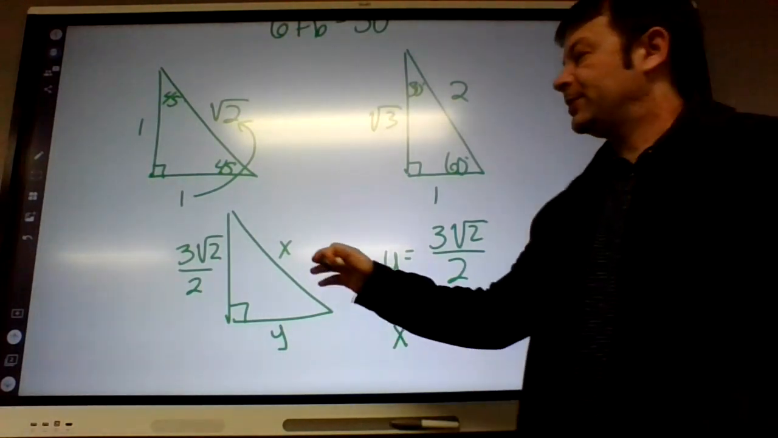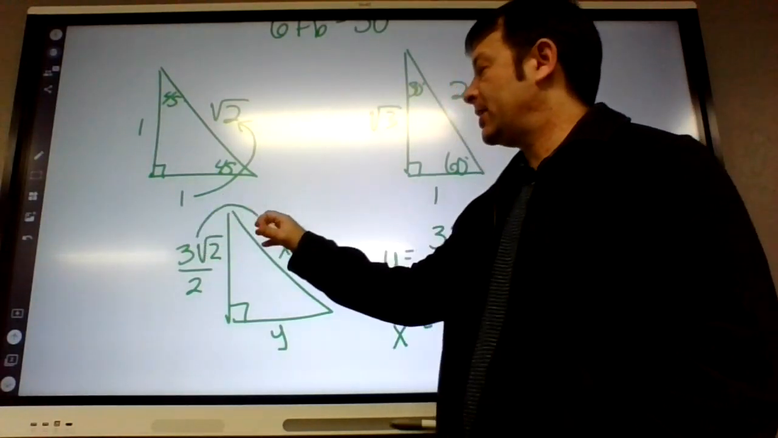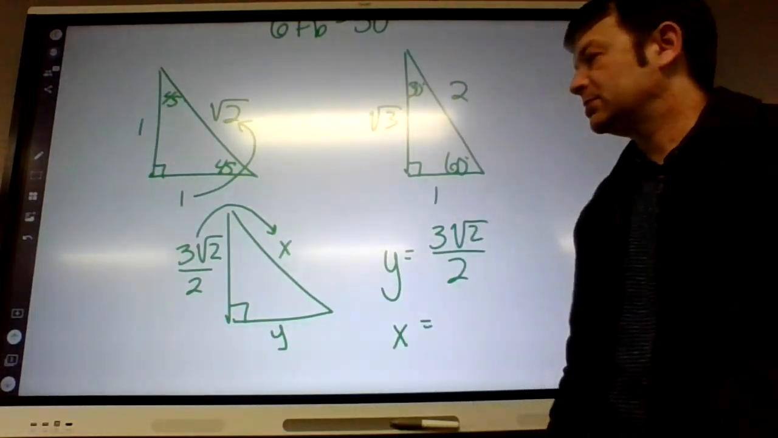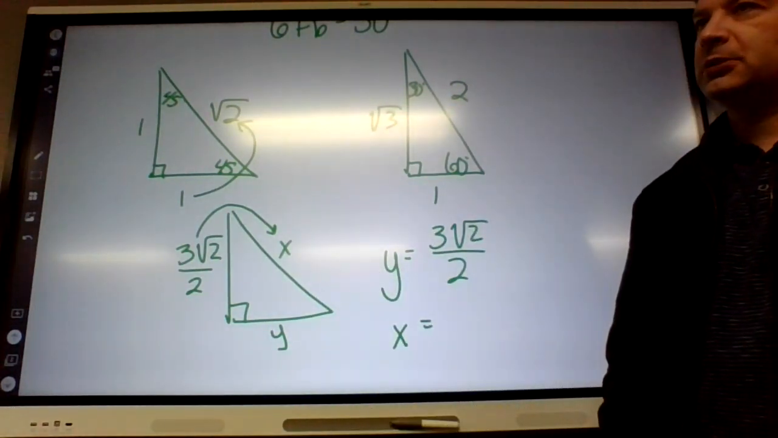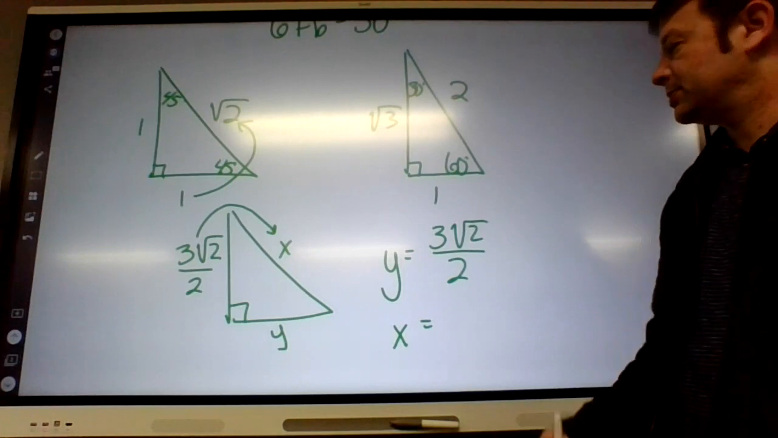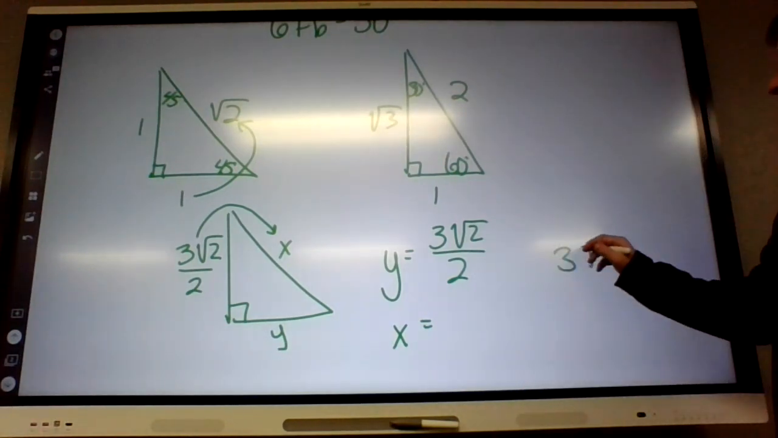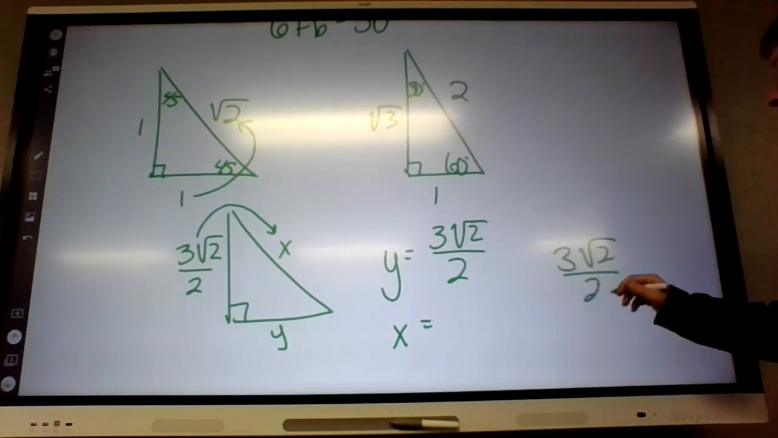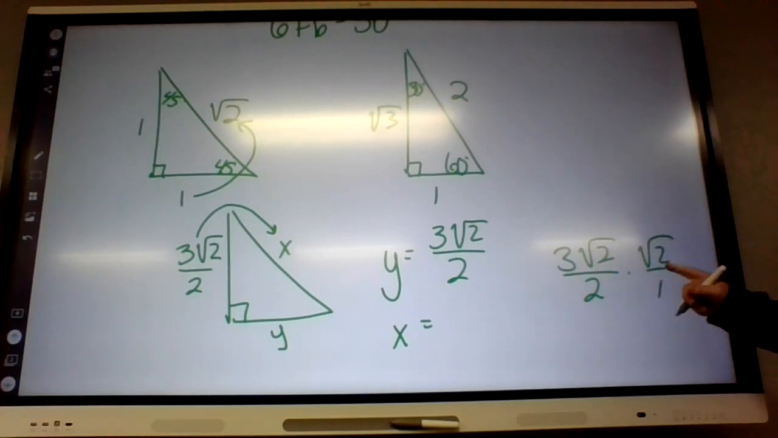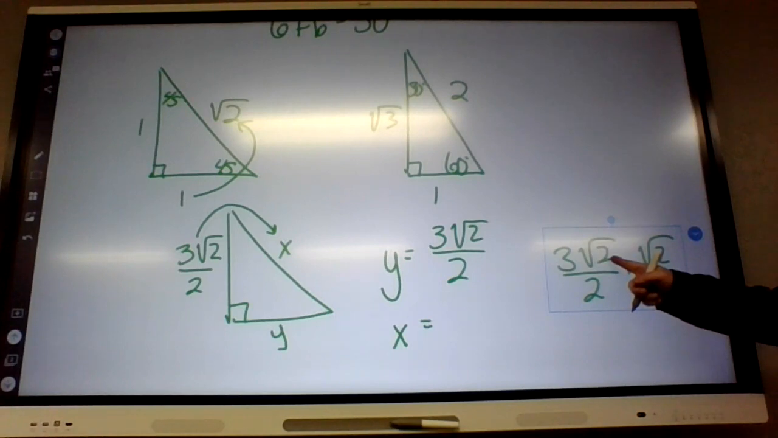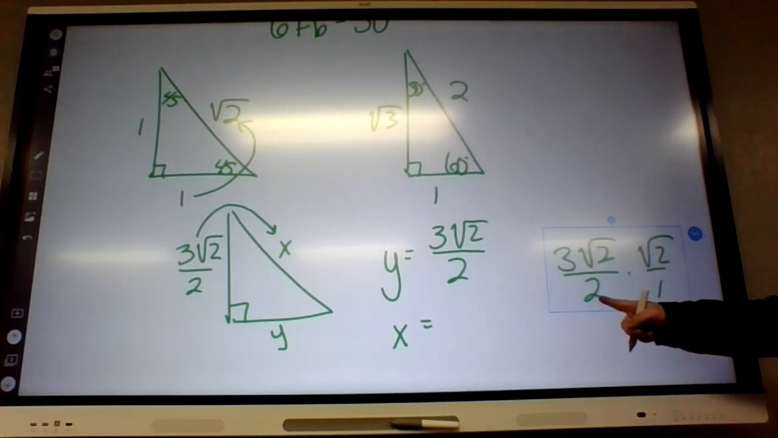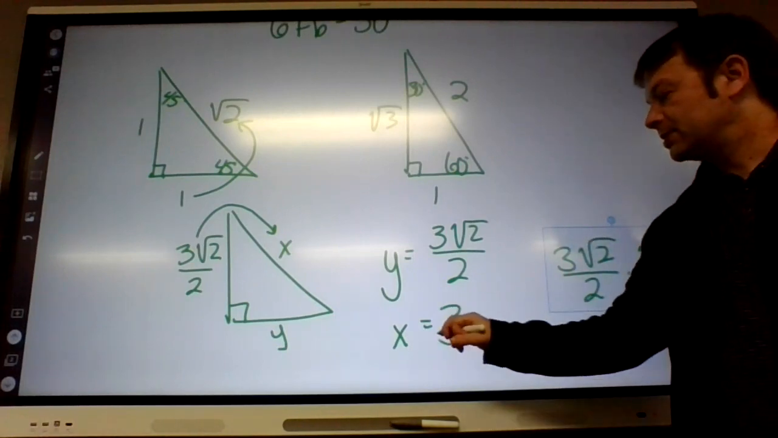Okay, how do we go from a leg to the hypotenuse? Multiply by square root of 2. Yeah. Okay, you can do this on your calculator, but when you multiply by square root of 2, what's going to happen? Square root of 2 times square root of 2 is 2. 2 times 3 is 6. Divided by 2 is 3.